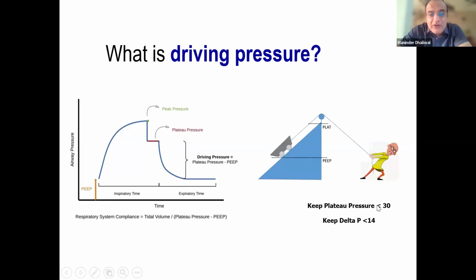So this is what we are trying to say, that keep your plateau pressures less than 30 and keep your driving pressures less than 14. So this is what a patient has to work with. This PEEP is a baseline variable and this is the plateau.